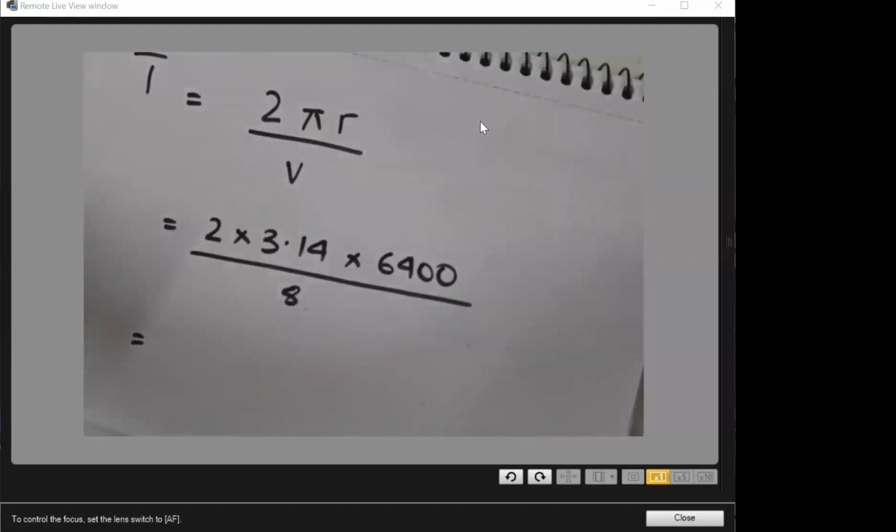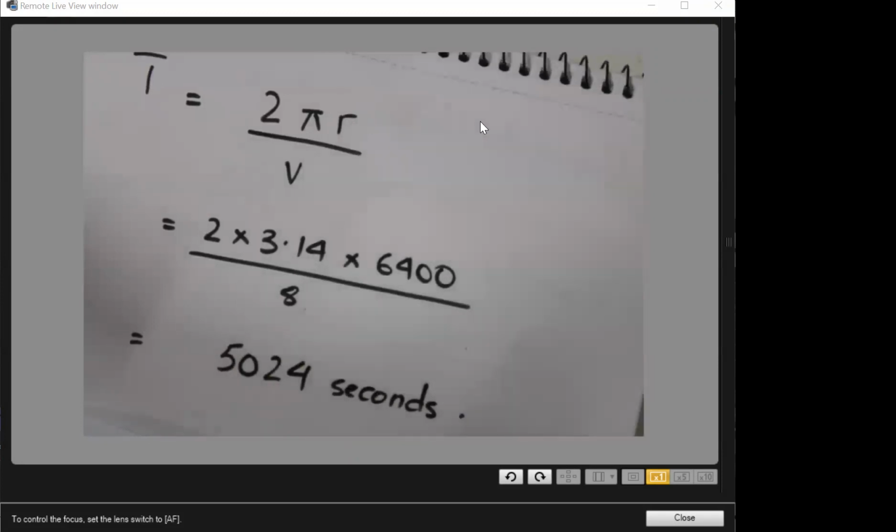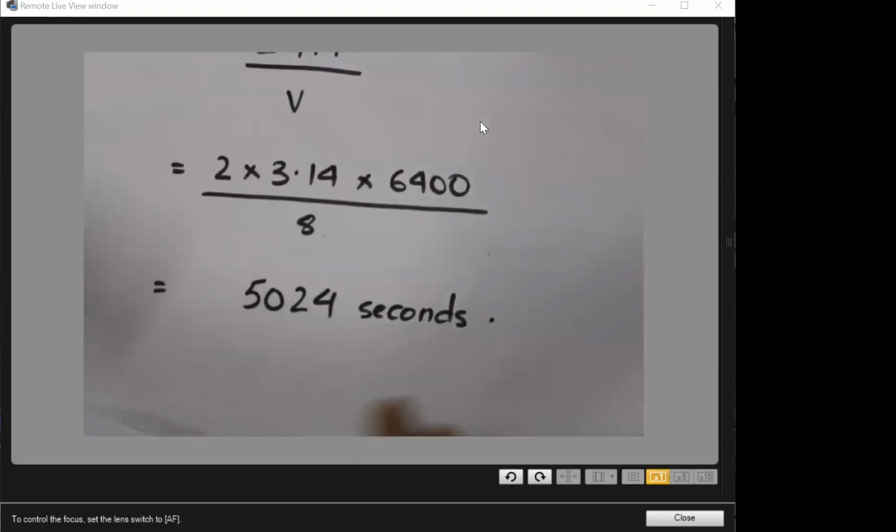5024 seconds, Miss. Yes, 5024 seconds. So this rounded to the nearest 1,000 will be 5,000 seconds.